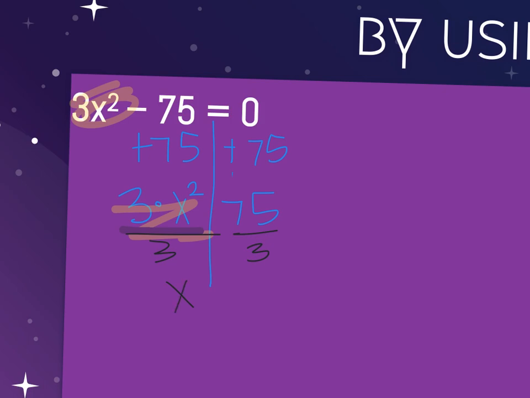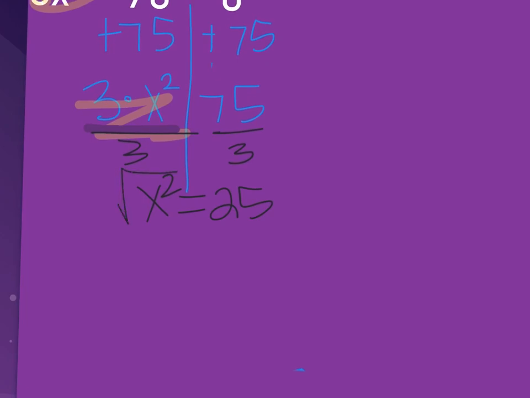In which case I get x squared equals 25. Now I need to ask myself, what's the square root of 25? Because remember, the opposite of squaring something is finding its square root. So the square root of 25 is 5. But I also have to remember that it is also negative 5, because negative 5 times negative 5 is also positive 25. The way that we write this is plus or minus 5.